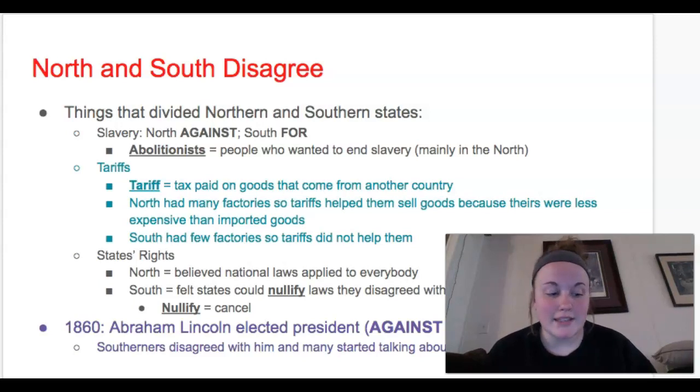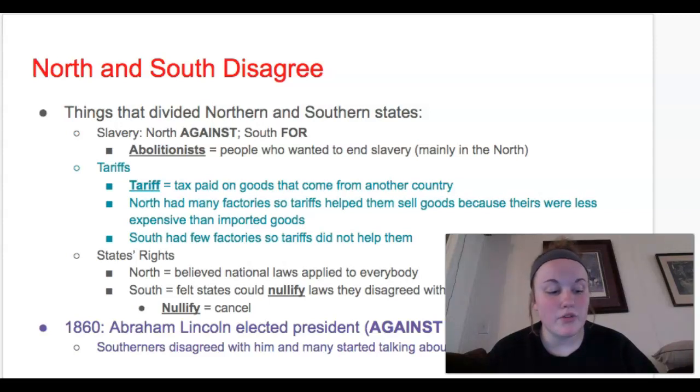People who wanted to end slavery were known as abolitionists. Some Texans were abolitionists too. Tariffs were another issue. A tariff is a tax paid on goods that come from another country. The North had many factories, and tariffs helped them sell goods. Their goods were less expensive than imported goods that were taxed.